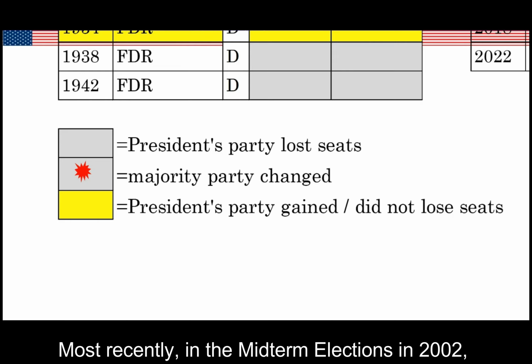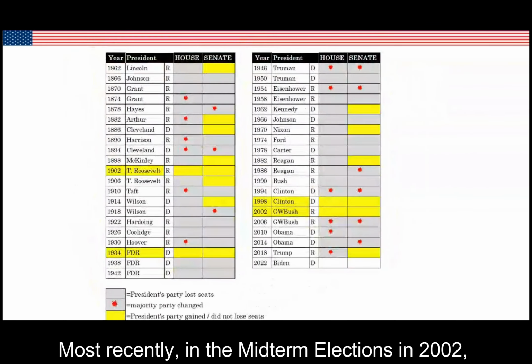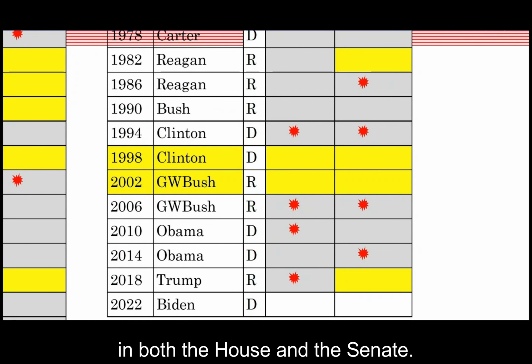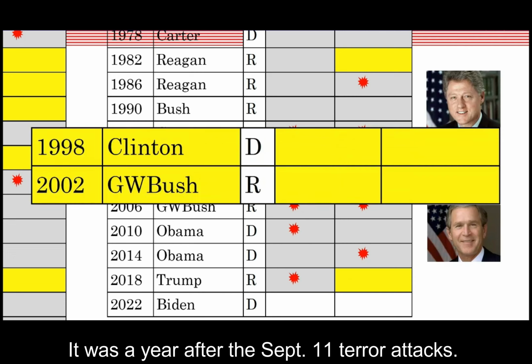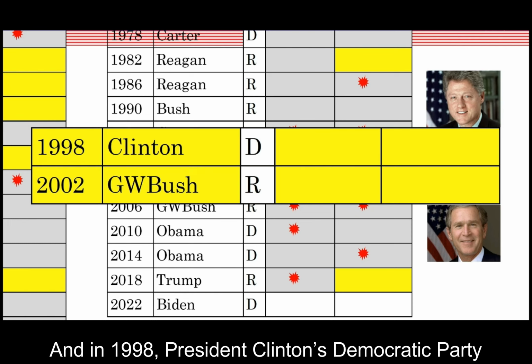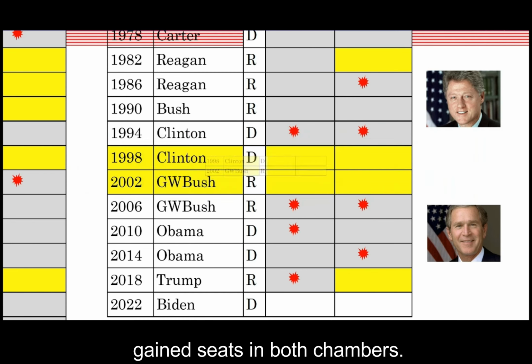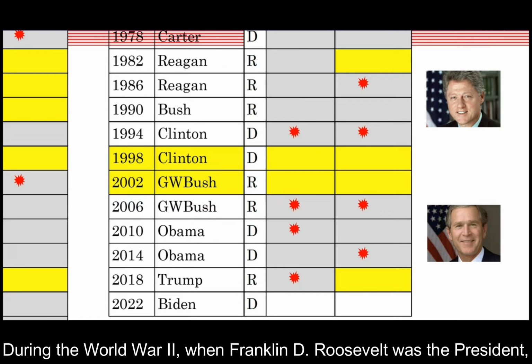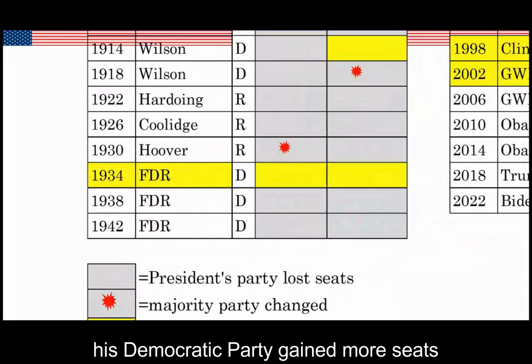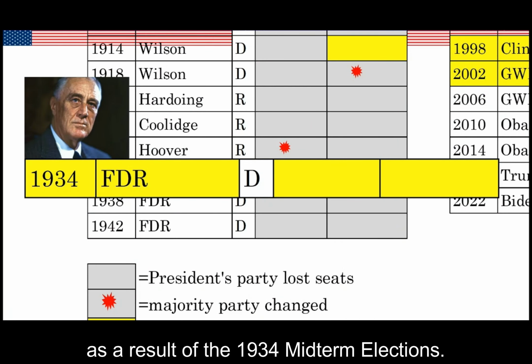Most recently, in the midterm elections in 2002, President George W. Bush's Republican Party gained seats in both the House and the Senate. It was a year after the September 11 terror attacks, so you can say the nation was united under the leadership of President Bush. And in 1998, President Clinton's Democratic Party gained seats in both chambers. During World War II, when Franklin D. Roosevelt was the president, his Democratic Party gained more seats as a result of the 1934 midterm elections.